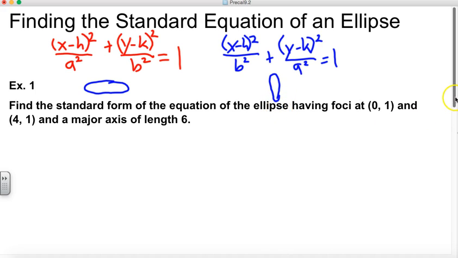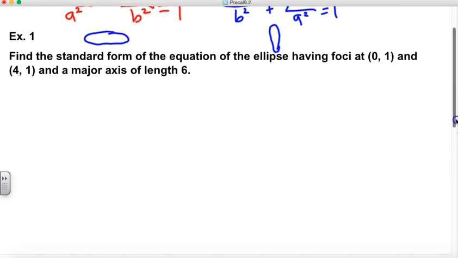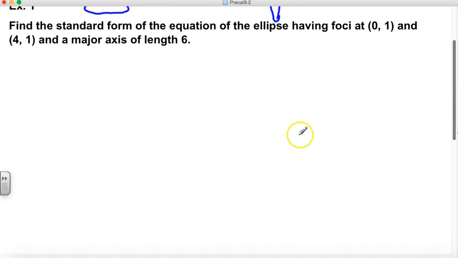All right, so let's look at taking some information and writing the standard form of the equation of an ellipse. So this problem says find the standard form of the equation of the ellipse having a foci at 0, 1 and a foci at 4, 1. And we know that the major axis is of length 6.